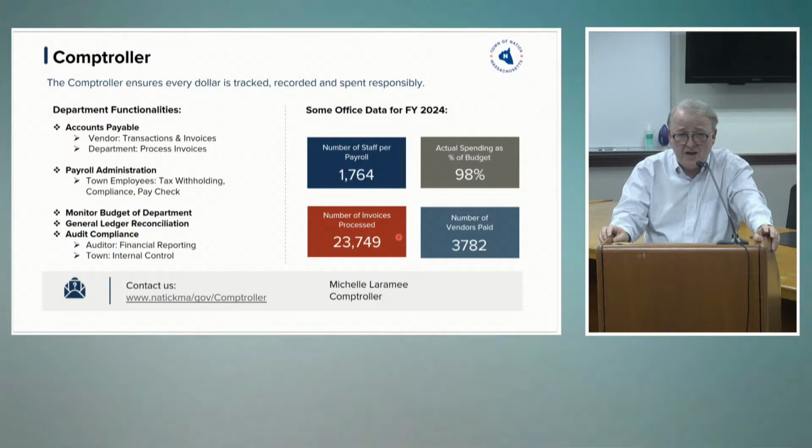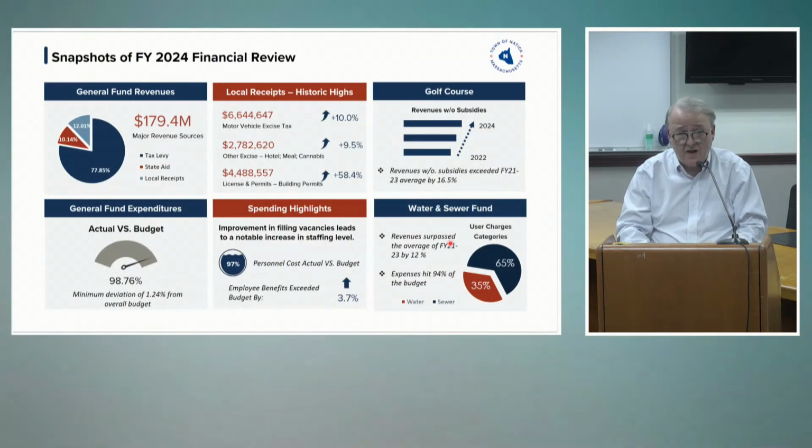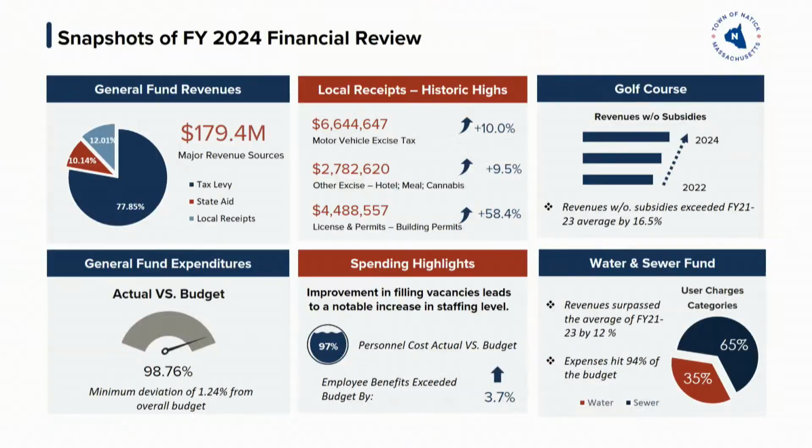Number of invoices processed, 23,749. We actually buy a lot of stuff here. Actual spending that's represented in the budget, they spend 98% of their budget. And the number of vendors they pay, 3,782. A lot of work there for the comptroller's office. Thomas Mewey is the AP person there, the staff accountant.